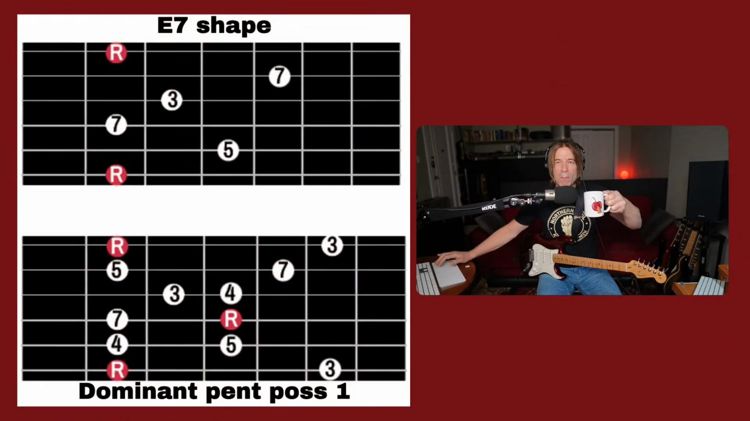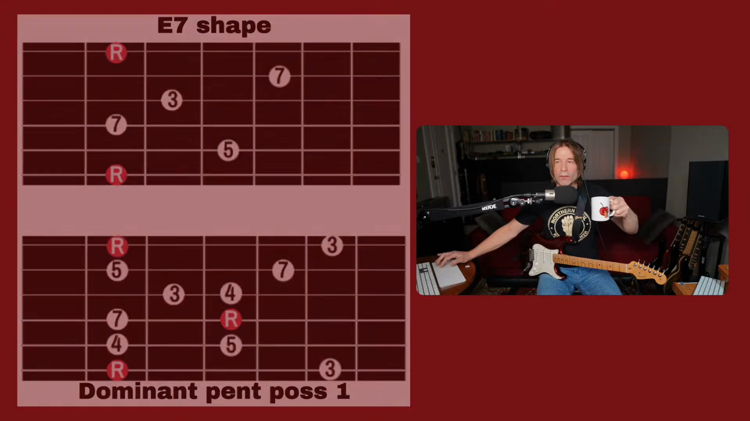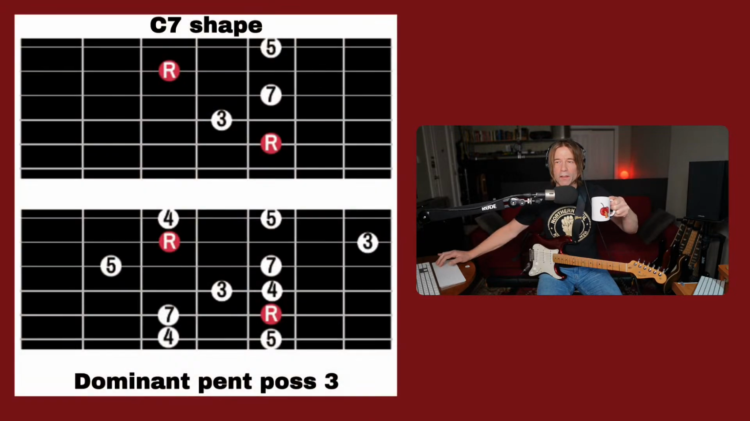I got some great charts I'm going to show you. Check this out. Like this right here. We're going to match the E shape with the dominant pentatonic scale for each one. We're going to go through each one of these. There's 5 of them. Check them out real quick.